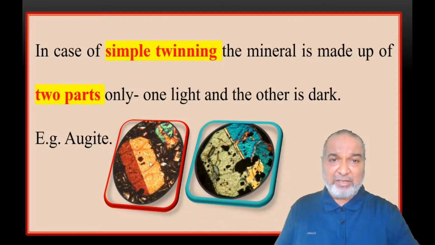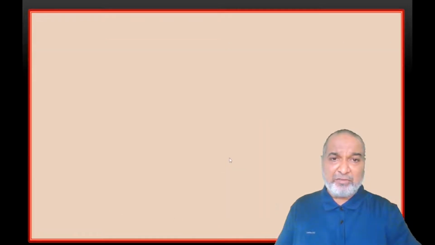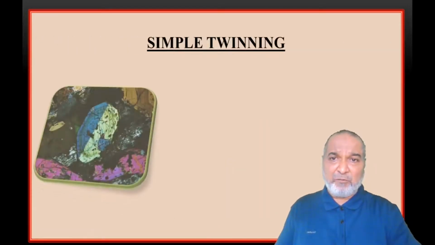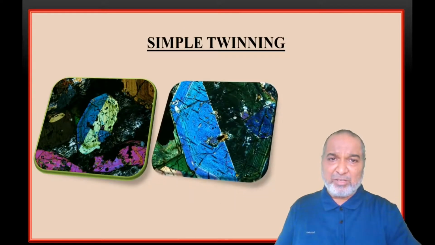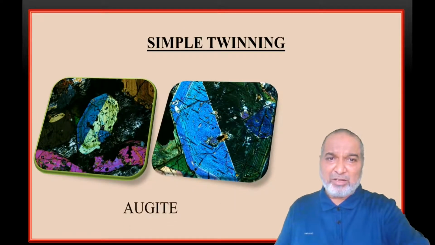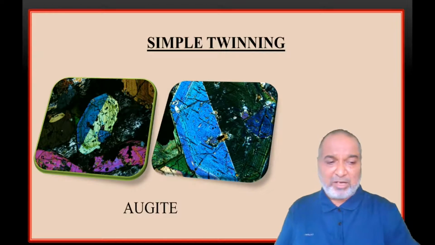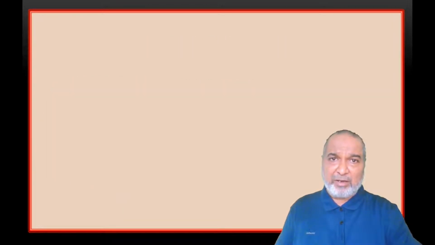Again you can see one is dark, one is light. So these two are in different colors. Again you can see the same one. You can see the different colors there. One dark, one light. So that is simple twinning.